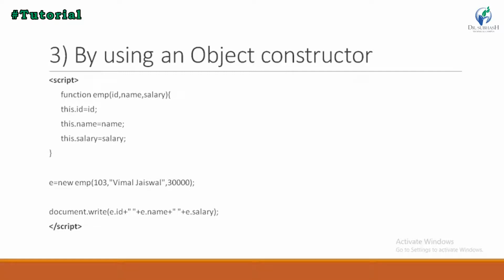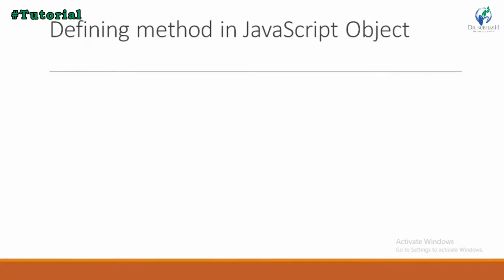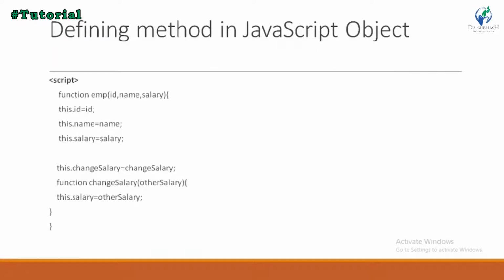Okay, so let's move towards the programming session. So let's see the output. This was the theoretical session. One more thing, as we are defining attributes in an object, we can also define a method in an object. So simply we are defining an object, we are defining the attributes. Over here we are defining the function. So that will be a function changeSalary equals to other salary, and this.salary equals to other salary. So what we are doing in the employee object, we are also defining another function, that is the function changeSalary.